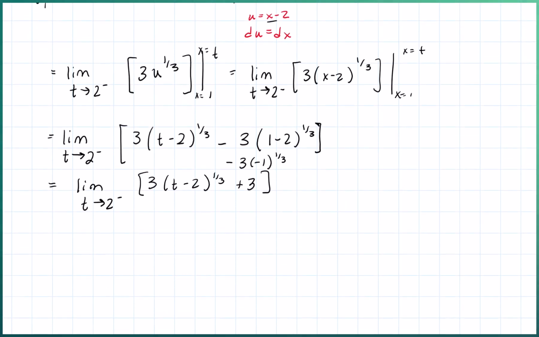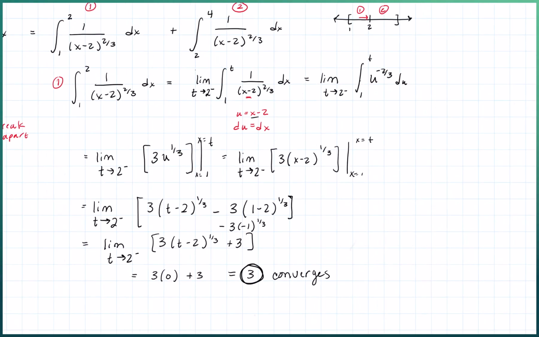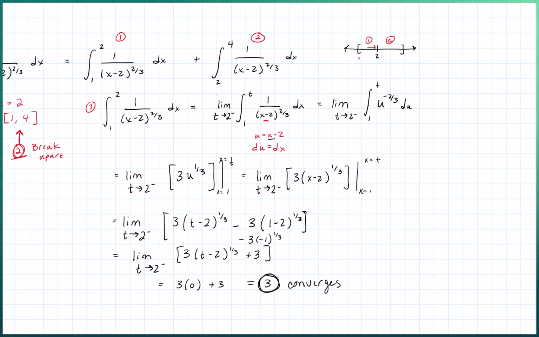Okay, now we're ready. We can go ahead and plug in 2 from the left, and this ends up becoming just 3 times 0 plus 3, and this is 3. This is a finite value. The limit does have a value, so that means this integral is converging, and it is converging to 3. So our first integral, that was this piece, is approaching 3.